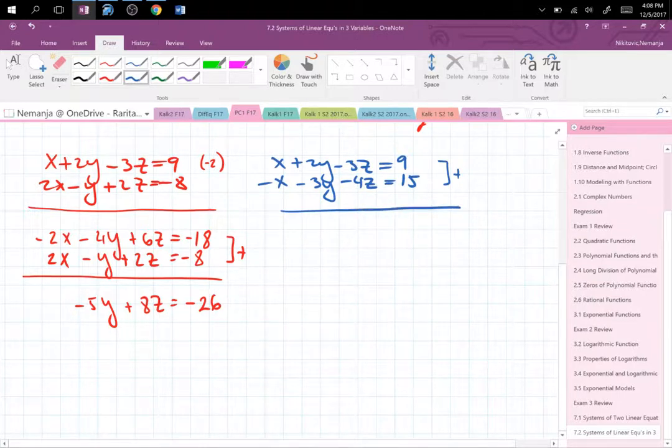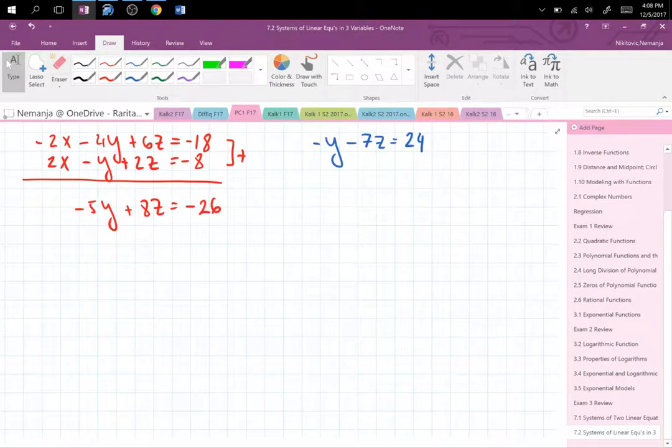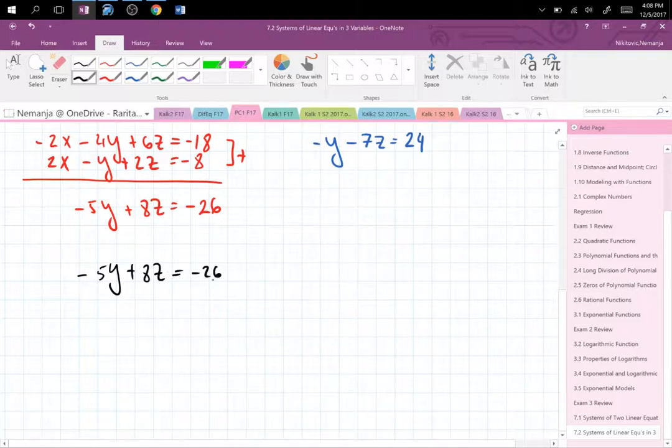I just add. It becomes -y minus 7z is equal to 24. Observe what you have: a red equation and a blue equation, but those equations, guys, are the previous section. You reduced the 3x3 system into a 2x2 system. So now all you need to do is solve this new system, which is much easier. -5y plus 8z equals -26, and -y minus 7z is 24.